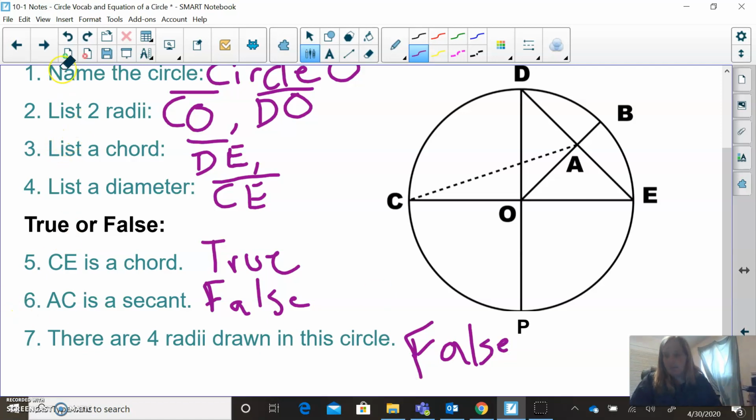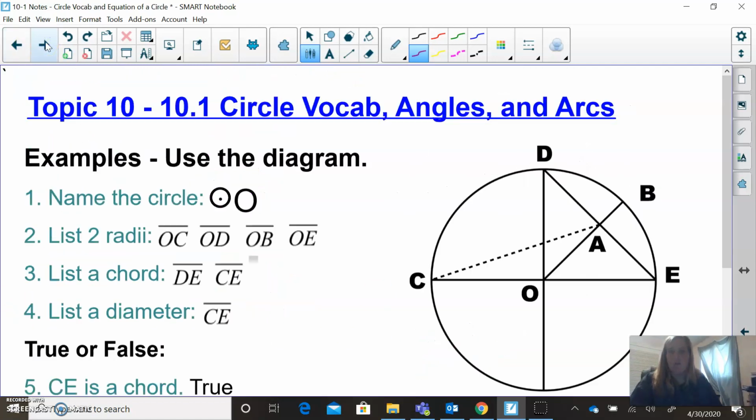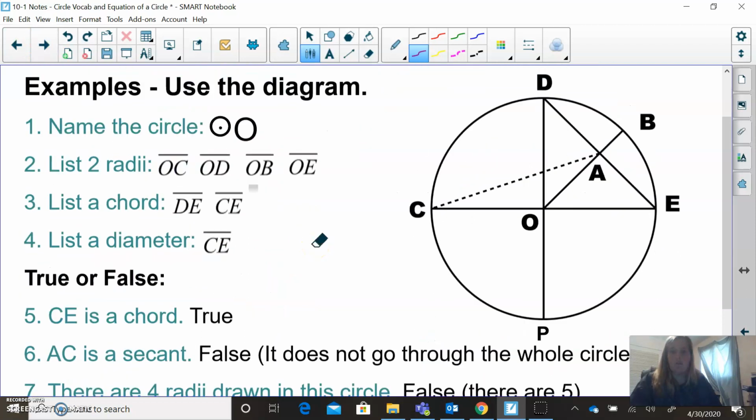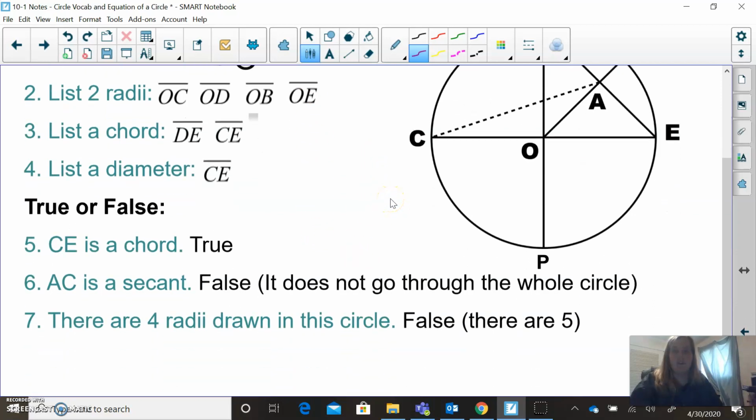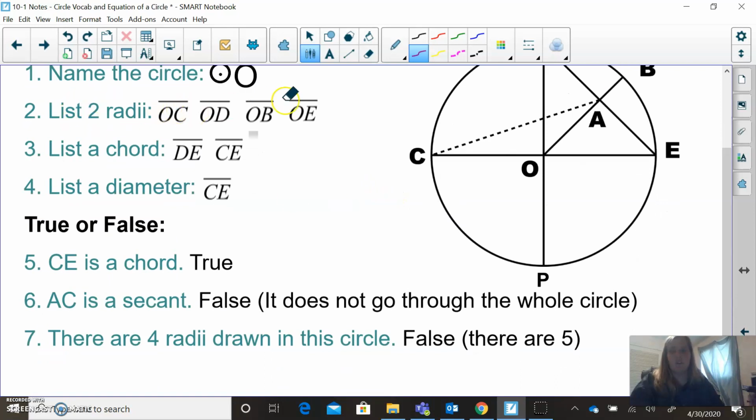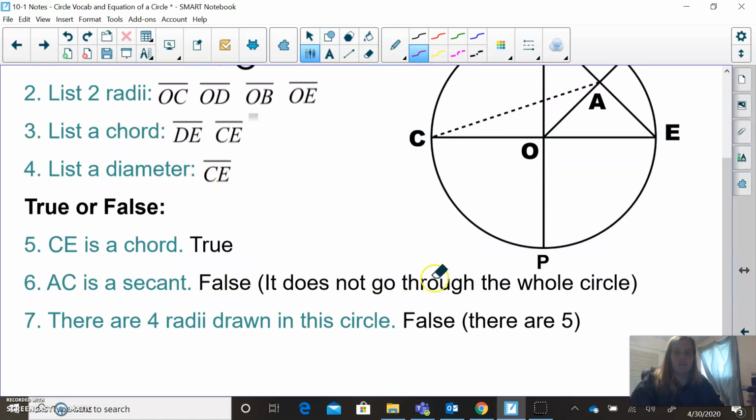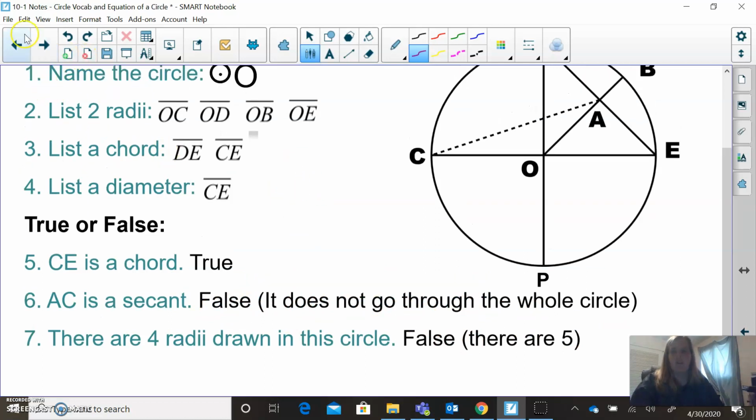Alright, guys. So here's typed out answers if you want to copy them down. You can pause the video. So these are a bunch of the radii. I only listed 1 chord. There's more than 1 chord. That's the diameter I listed. Okay. So here are also some more explanations. Okay. Awesome.